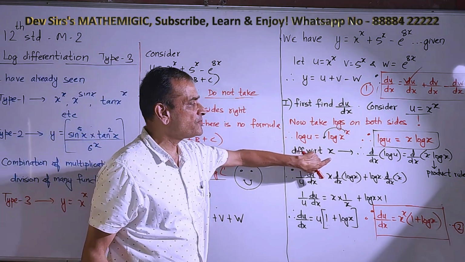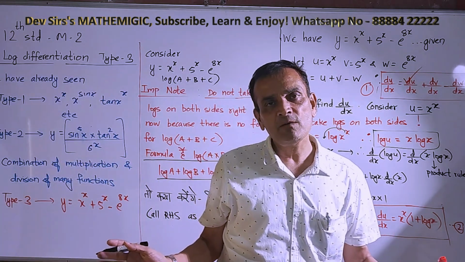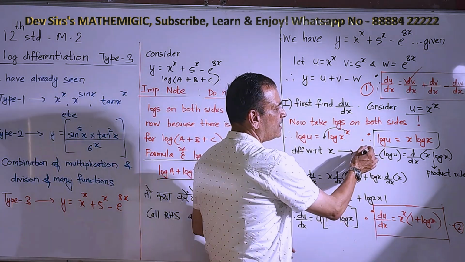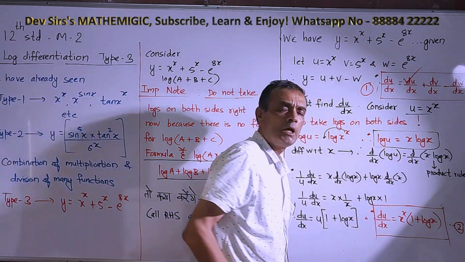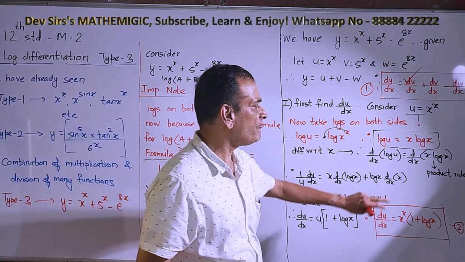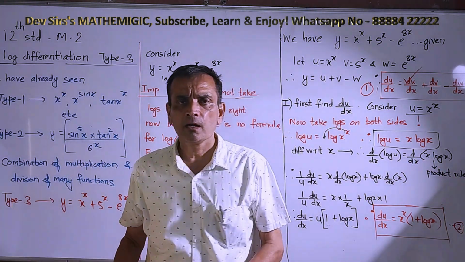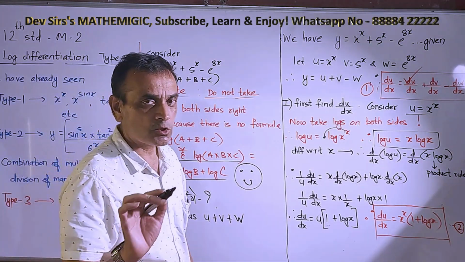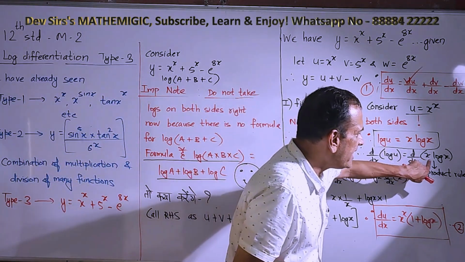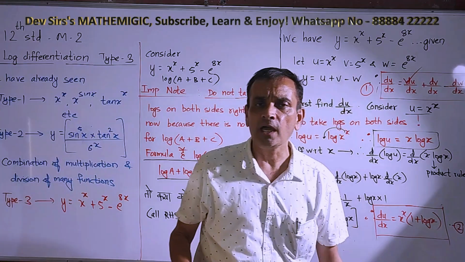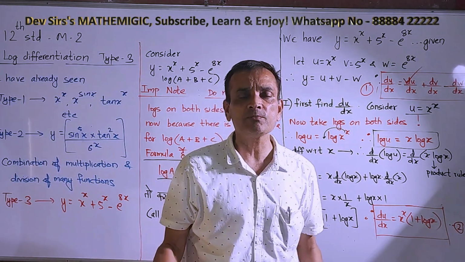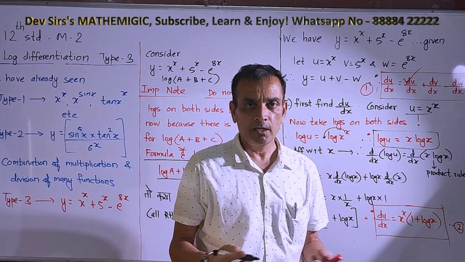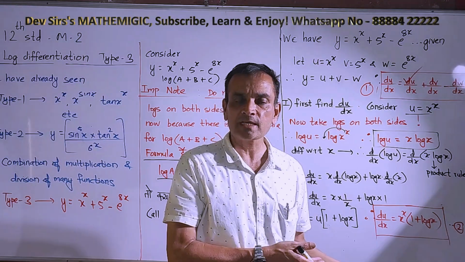So differentiate with respect to x means दोनों तरफ d by dx लेंगे. d by dx of log u is equal to d by dx of x log x. LHS d by dx, RHS d by dx. परसों का याद है क्या? x into log x means product rule. x into log x, product of two functions means product rule use करना है. Second time we are solving. First time हो गया है परसों.